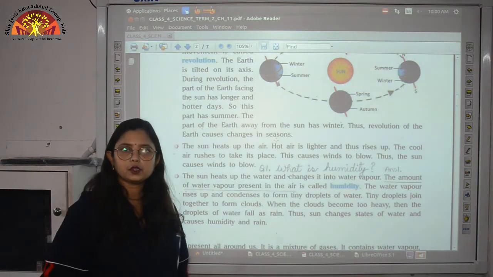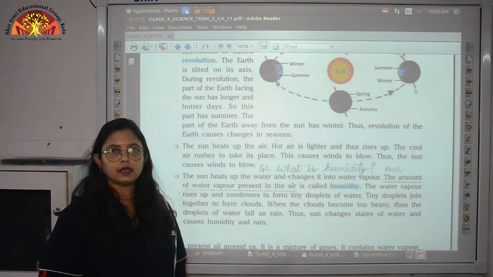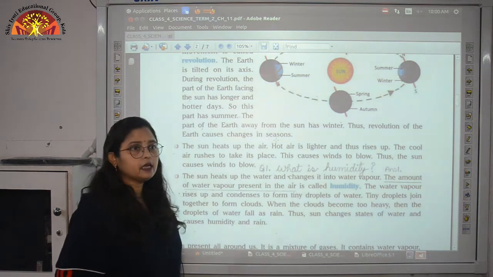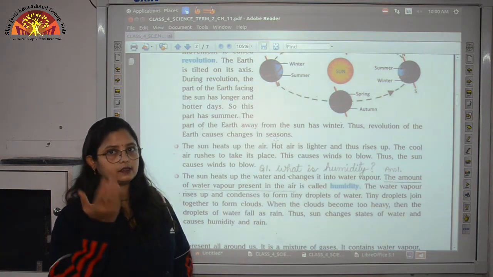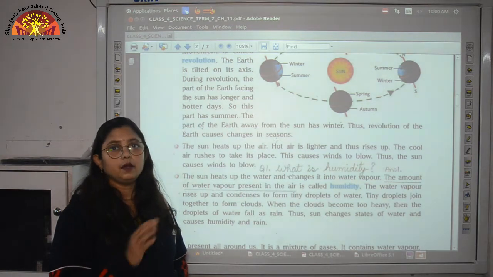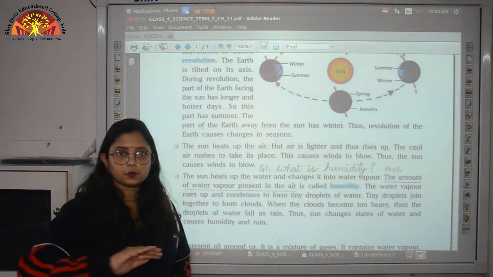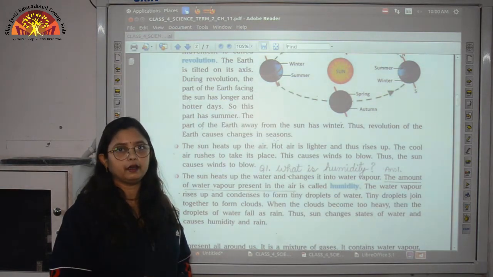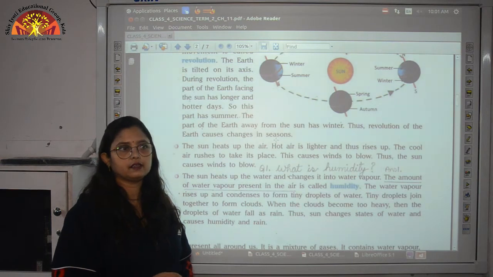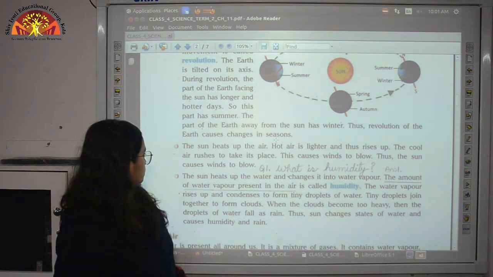So children, how winds blow? It is due to the sun. Whenever the sun heats up, the air becomes lighter and it rises up. Now when it rises up, the cool air tries to take its place. So in this way there occurs a flow or movement of air, and this flowing or moving air is called wind.